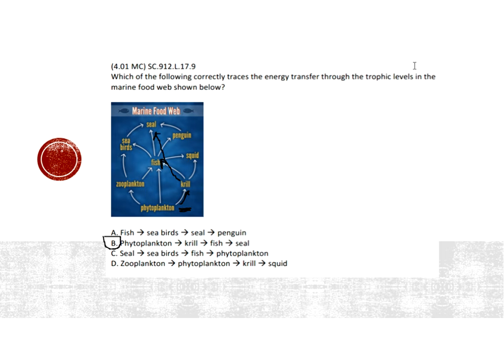Okay, A cannot be correct because fish is not a producer, so it's not going to be the start of our food chain. So that one's not going to be correct.